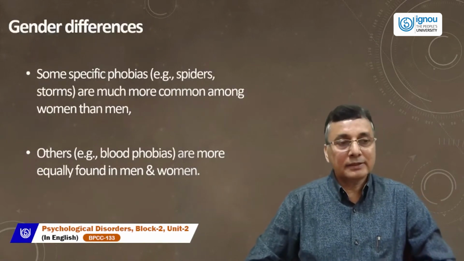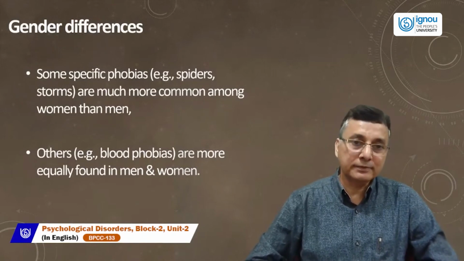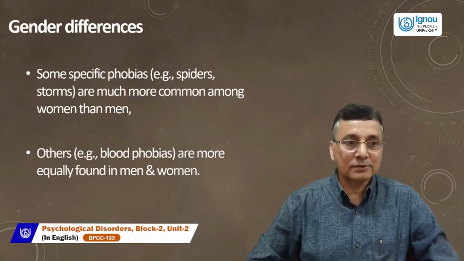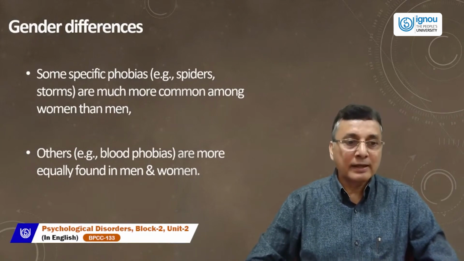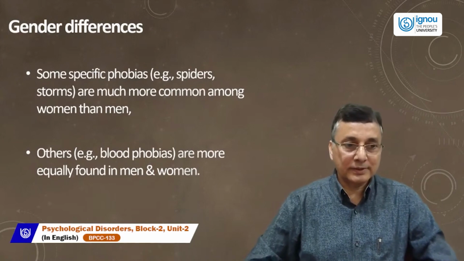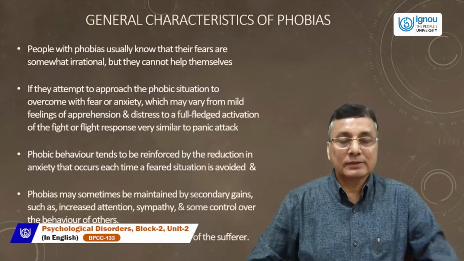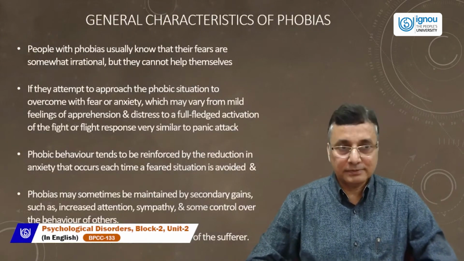There are gender differences also. Some specific phobias, for example, spider, cockroach, lizard, storms are much more common among women than men. Others like blood phobias are more equally found in men and women. So let us see the general characteristics of the phobias.